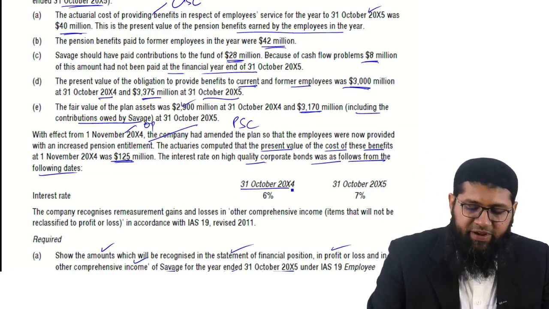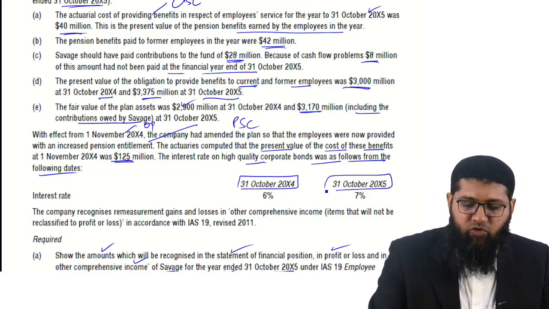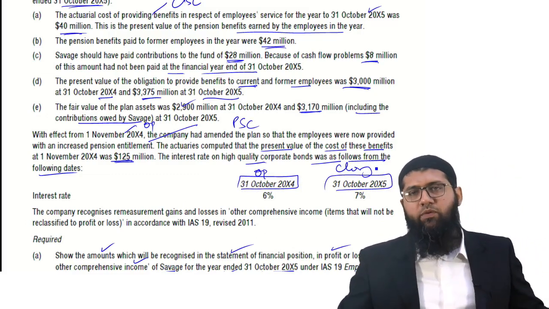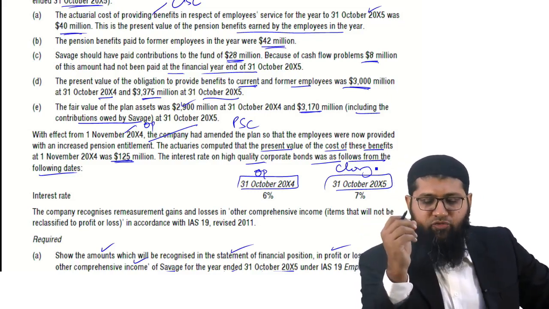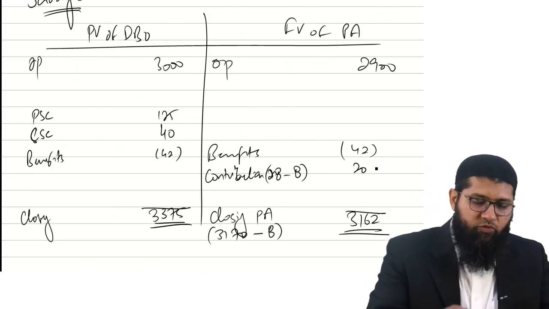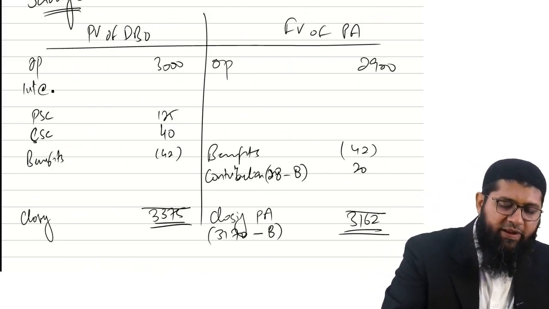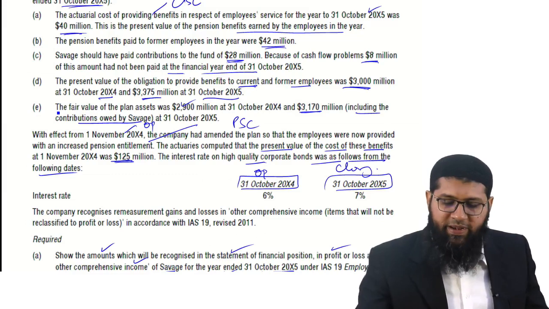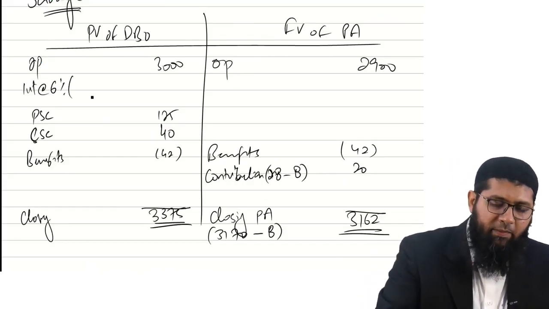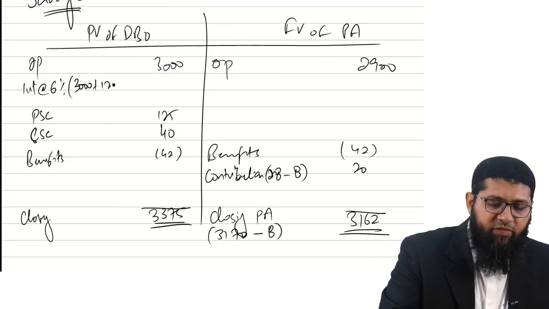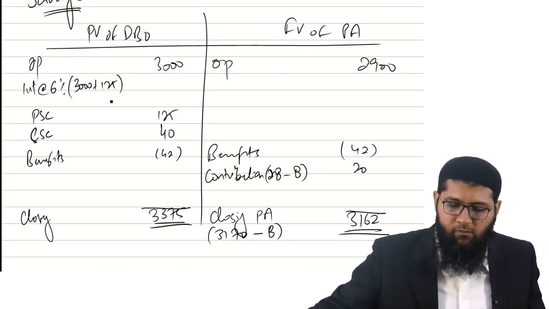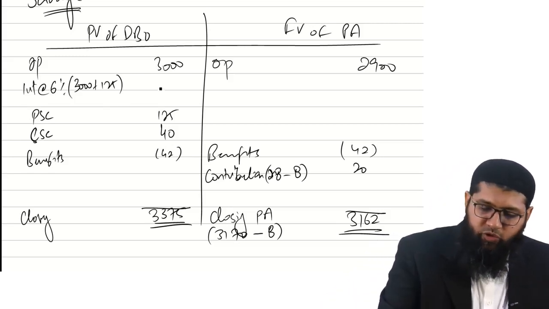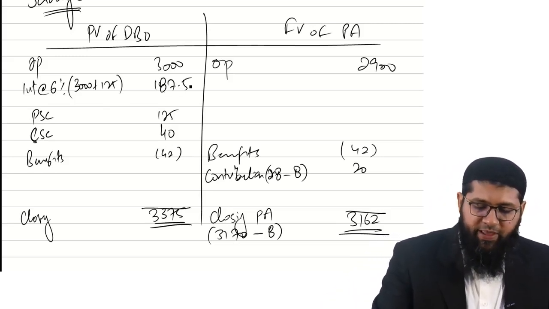Then it says the interest rate at 31st October 2004 and at 31st October 2005. So this is the opening rate and this is the closing rate. Always remember that the unwinding of discount, the expected interest, is going to be calculated using the opening rate. So you would say interest at the opening rate. What is the opening rate here? It's 6%. Multiply by 3,000, and since the amendment was made at the start of the year, it also applies to the 125, so it gives you 187.5.